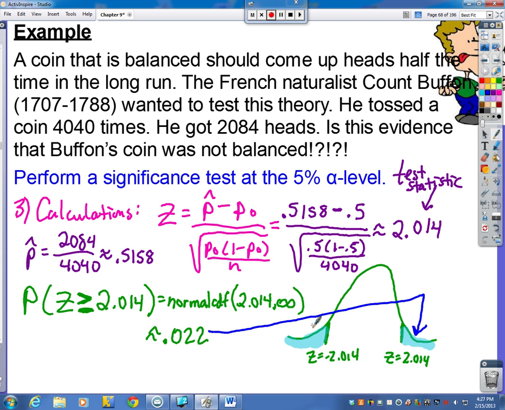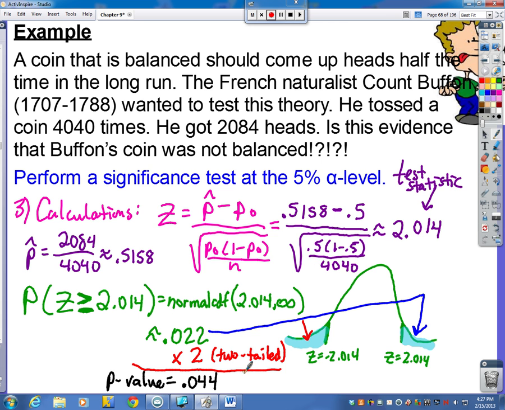Now we also have the left tail to consider since this is a two-sided test. So I just need to double this p-value because this end will also end up being 0.022. So my total p-value now will be 0.044.